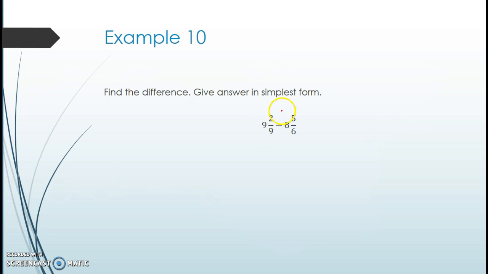Alright, so again, convert. So 9 times 9 is 81, plus 2 is 83. So we have 83 ninths, minus 6 times 8 is 48, and 48 plus 5 is 53. And that's over 6. And so I have a 9 and a 6, so the next thing I need to do is find that LCD. For 9 and 6, that is going to be 18. So I'm going to multiply both top and bottom by 2.